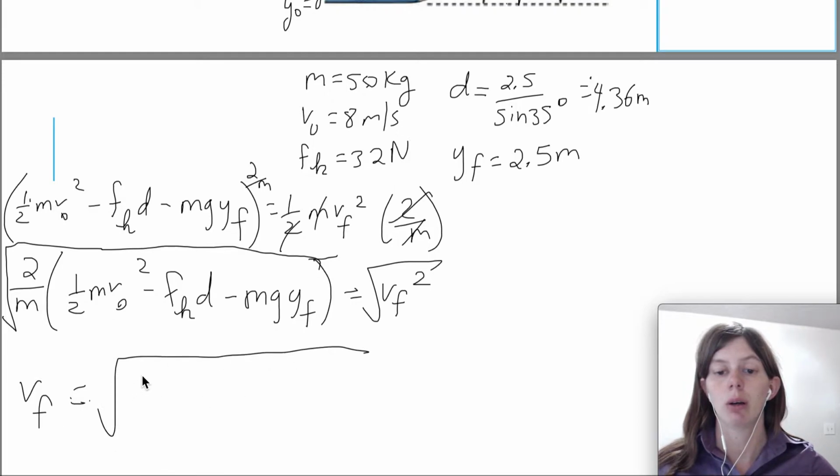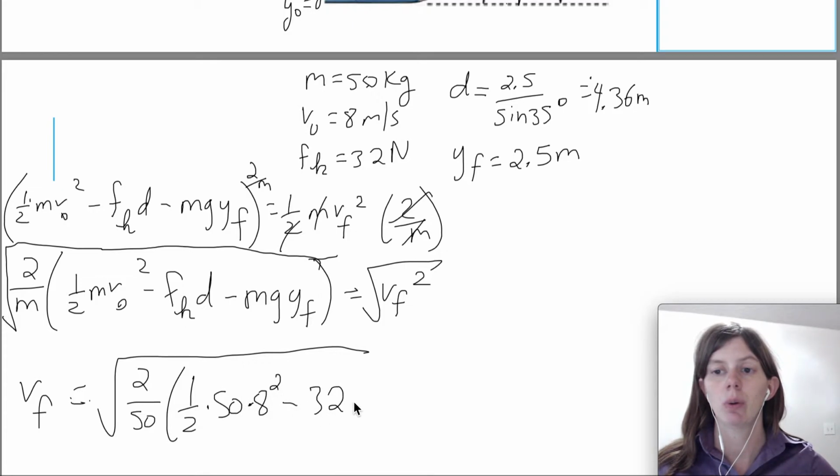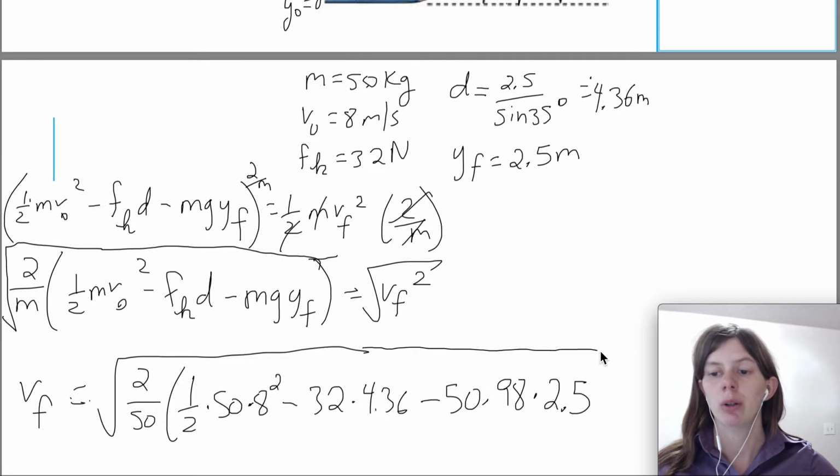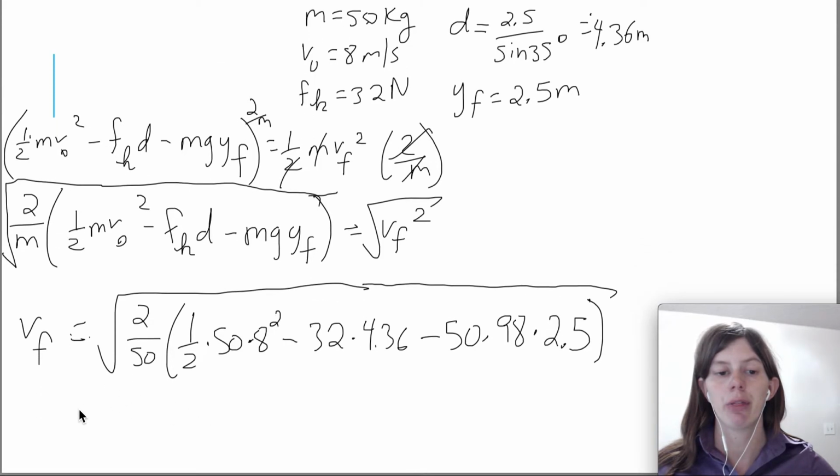Square root of 2 over 50 times 1/2 times 50 times 8 squared minus 32 times 4.36 minus 50 times 9.8 times 2.5. I wanted to do a problem like this because sometimes in the homework problems you do have extra numbers to plug in. So plug all of that in and I got 3.07 meters per second. That's our final speed.